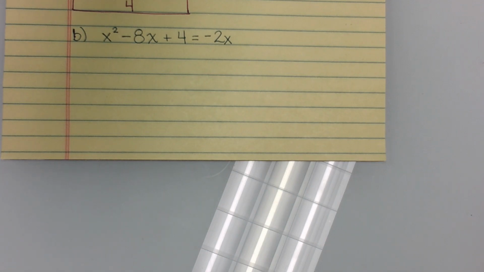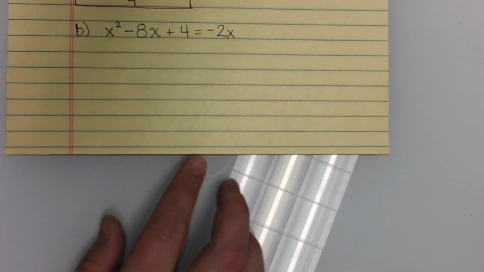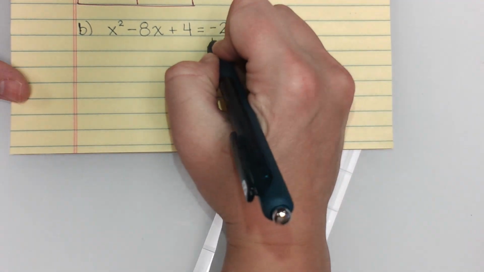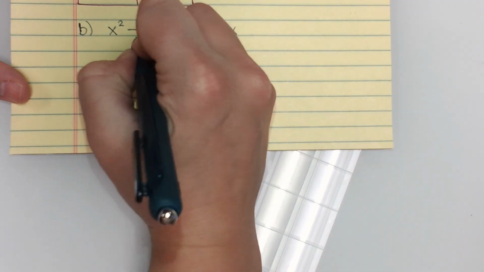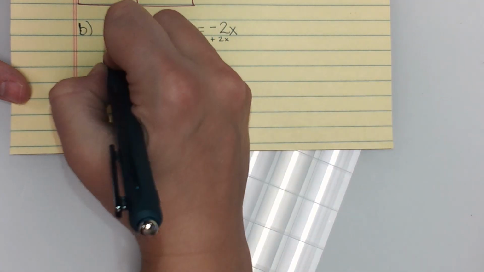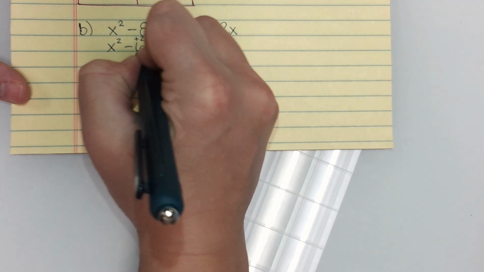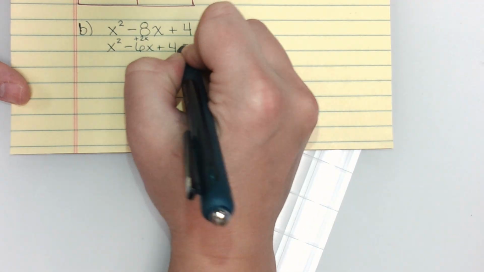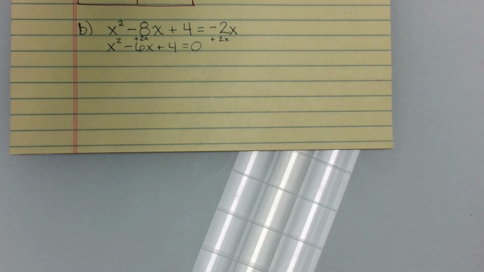Where do you think I should start? Add the 2x. I want it equal to 0. X squared minus 6x plus 4 equals 0. Combine your like terms as you do this. Okay, it's equal to 0.